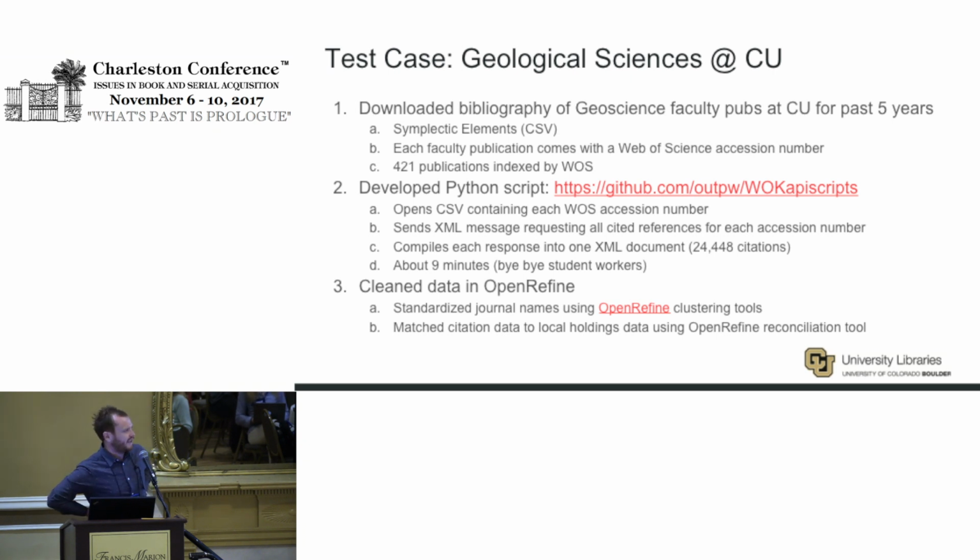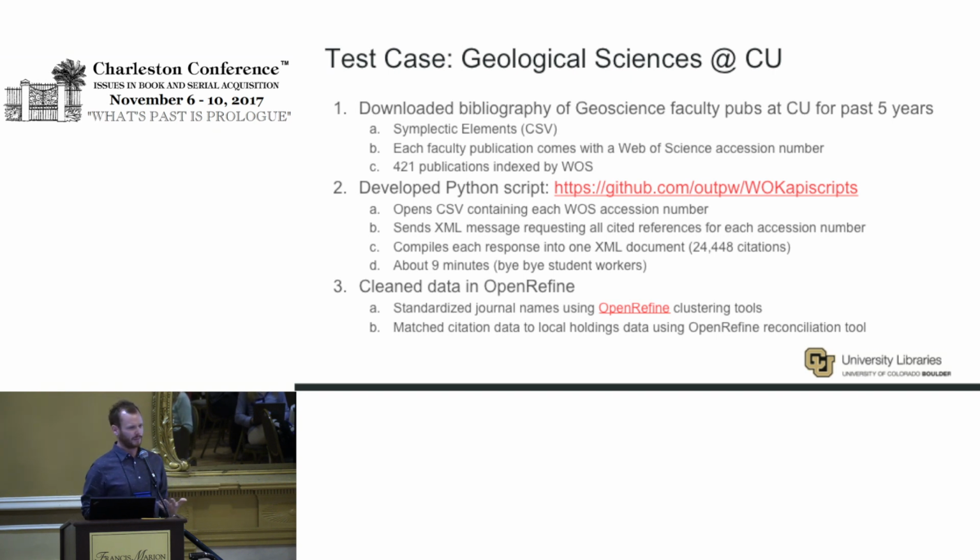So I started this test case, just to prove that I could do it and to figure out how to manage the workflow. I used the geological sciences faculty. Since I'm the earth sciences librarian, geology is in my subject area. I looked at all of the publications of our faculty in geosciences for the past 5 years. I downloaded those from Symplectic Elements. My institution has a subscription to Symplectic Elements, and it was really easy for me to download all of our publication data in a spreadsheet.